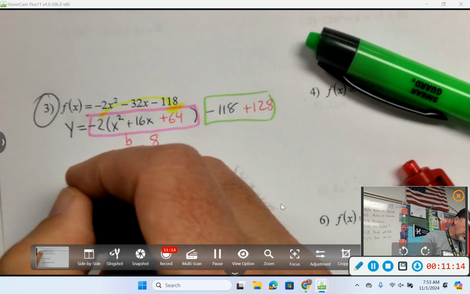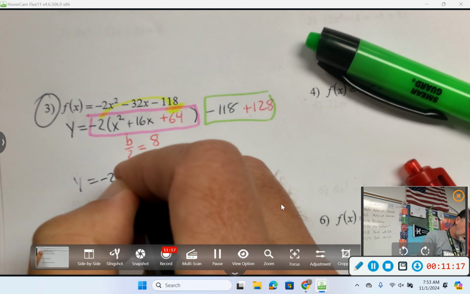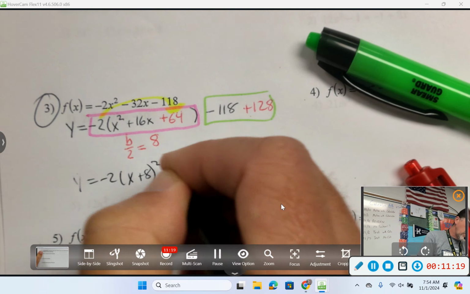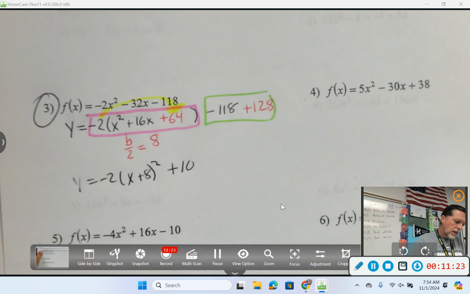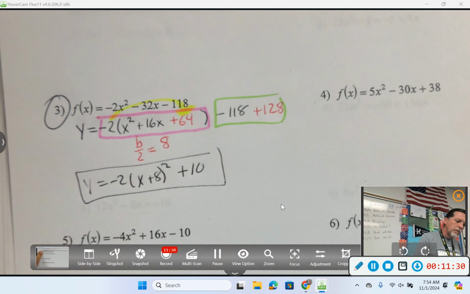So my pink part, x plus 8 squared. My green part just becomes plus 10. Directions: use the information to write the vertex form of each parabola. Oh, it didn't even ask for vertex, so we're done.